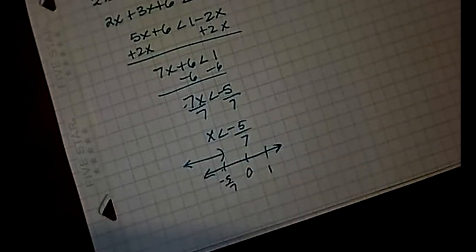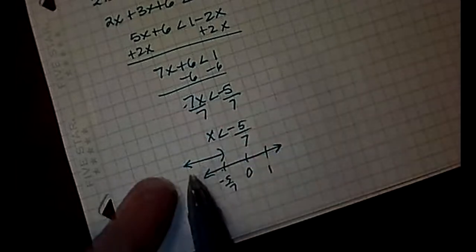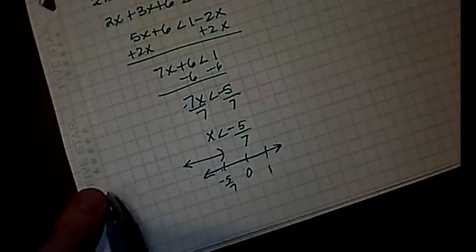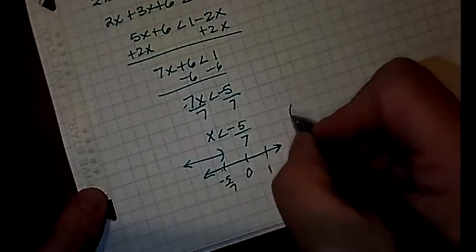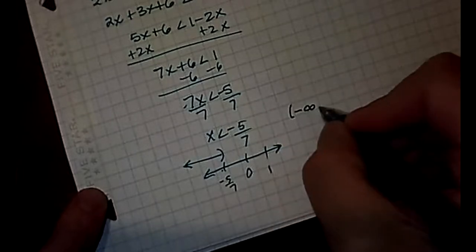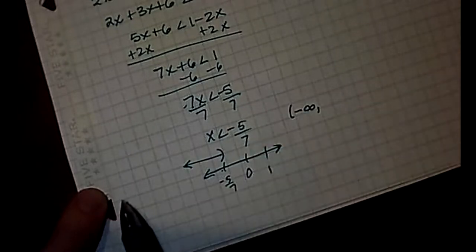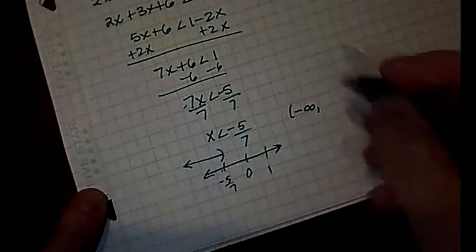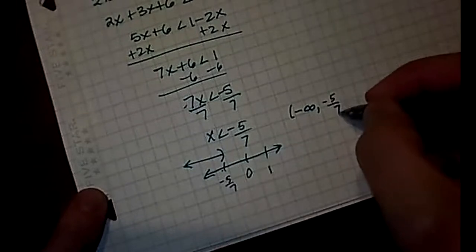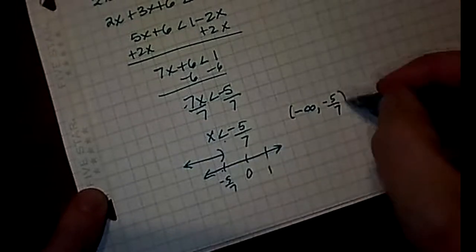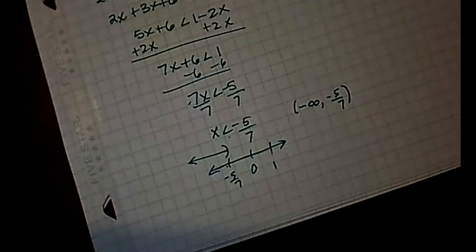So if I write that as an interval, my interval starts over here, going all the way to negative infinity. That's where I start, and negative infinity requires a parenthesis because you can never equal it. And it ends here at negative 5/7. Because it didn't have an equal sign, we use a parenthesis, and that's the interval notation for that.